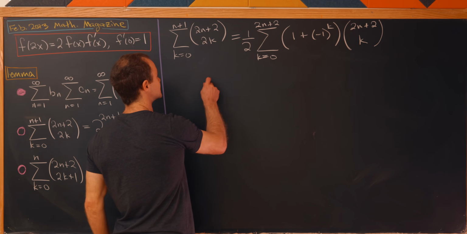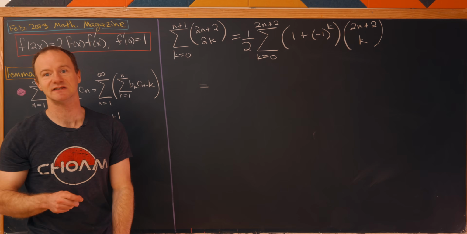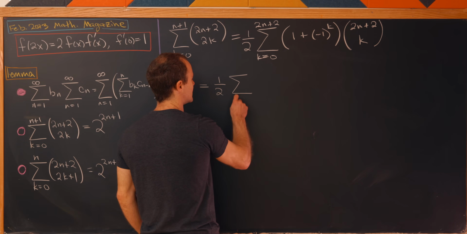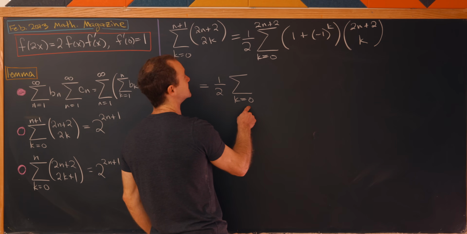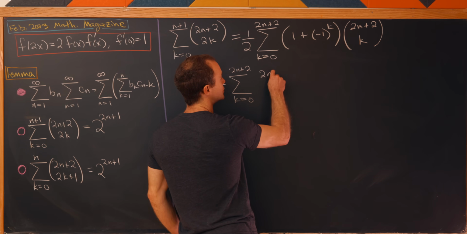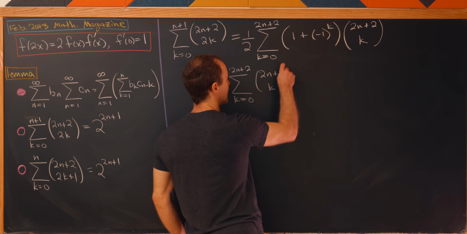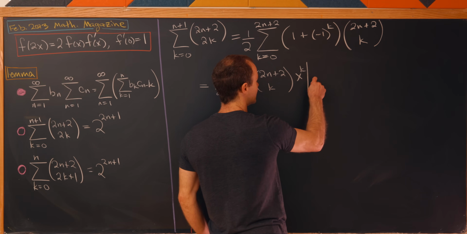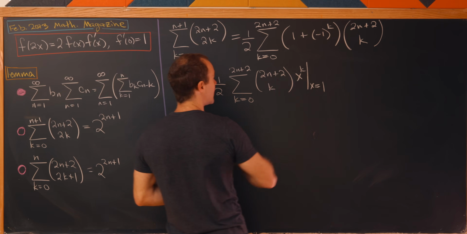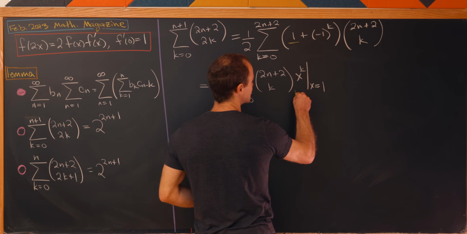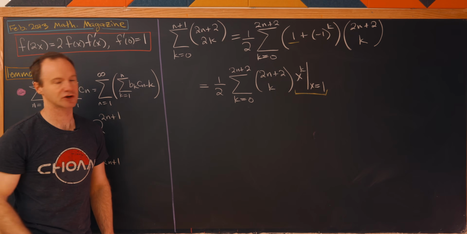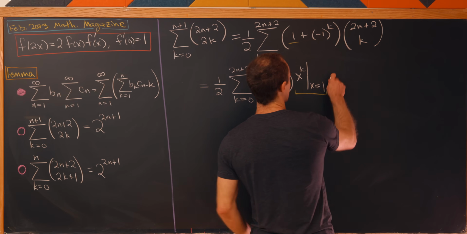Now I'm going to split these into two sums, which is totally fine because this is a finite sum. I'll write this as 1/2 times the sum as k goes from 0 up to 2n+2 of (2n+2 choose k) times x to the k, evaluated at x equals 1. So this 1 here I'm replacing with essentially 1 to the k, but I'm writing it as evaluation of this function. And then we'll do the same thing for the second sum.